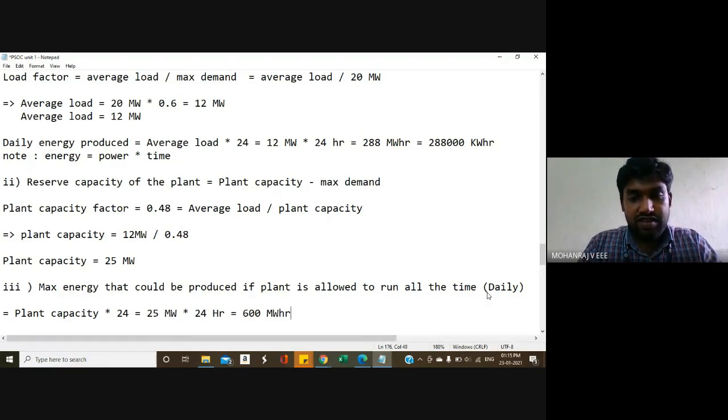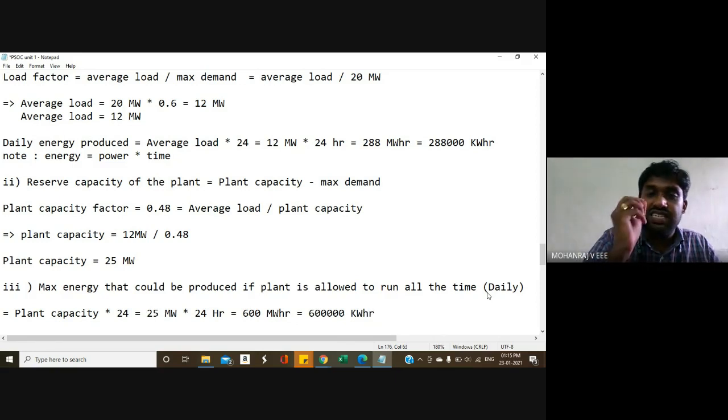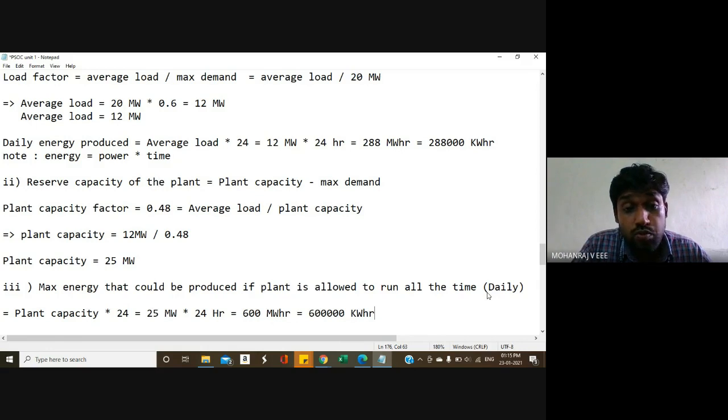It is 600 megawatt hour. If you want, you can write it in kilowatt hour. That is 6 lakhs kilowatt hour, because kilowatt hour is 1 unit. That is the maximum energy that could be produced if the plant is allowed to run all the time. It is for 24 hours of a day. Okay. Fine.